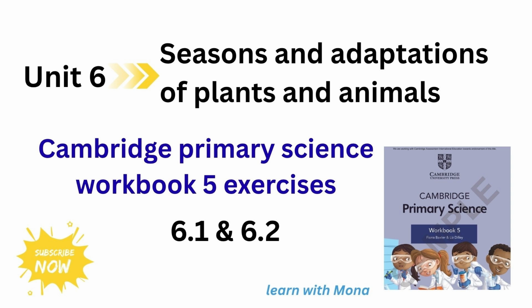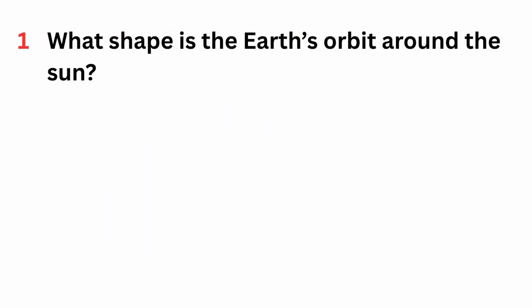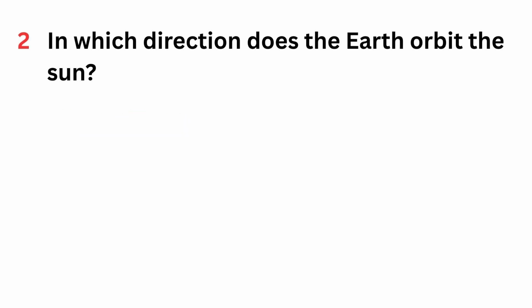Today we are going to do the exercises from Cambridge Primary Science Workbook 5. 6.1 The Earth moves around the sun. Focus. Question number 1. What shape is the Earth's orbit around the sun? Slight ellipse. Question 2. In which direction does the Earth orbit the sun?